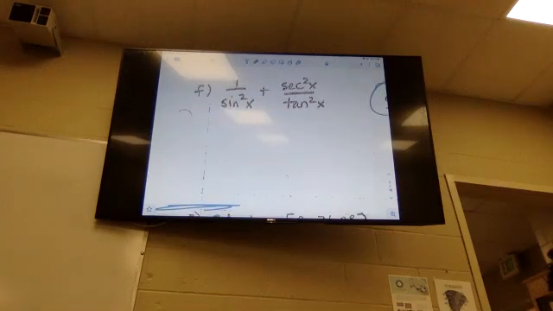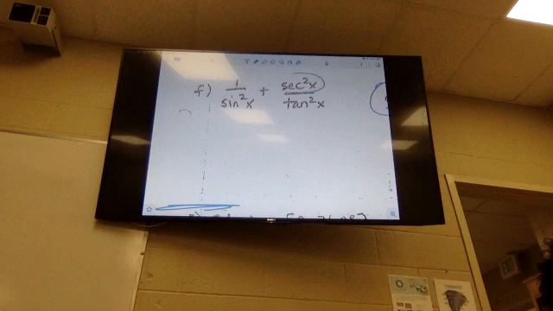1 plus sine squared plus secant squared over tangent squared. Any ideas on how I should start? Are you saying Pythagorean identities right now? Does this match any of my Pythagorean identities? No, it doesn't match any of the Pythagorean identities, not yet. If I had 1 plus secant squared on top, that'd be a different story, but I don't. If I had those things all together, it'd be different, but they're not.